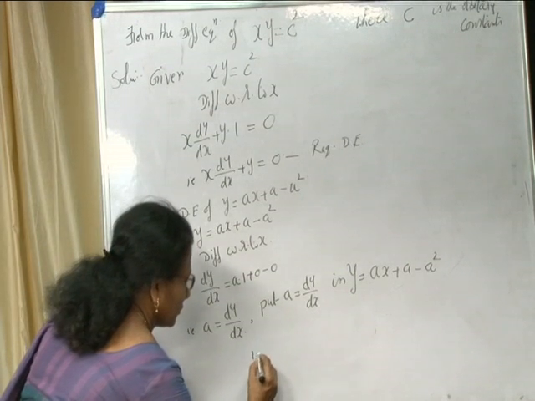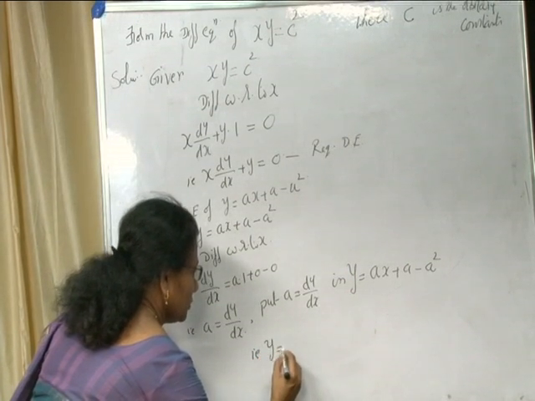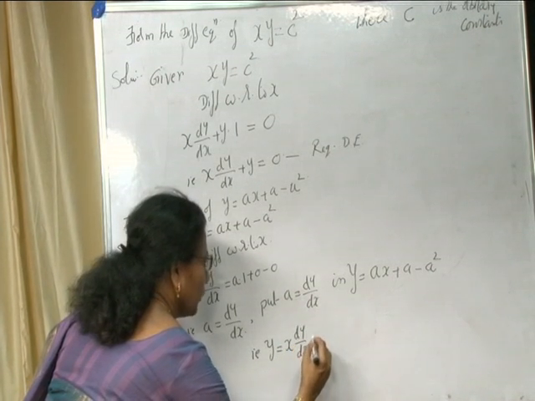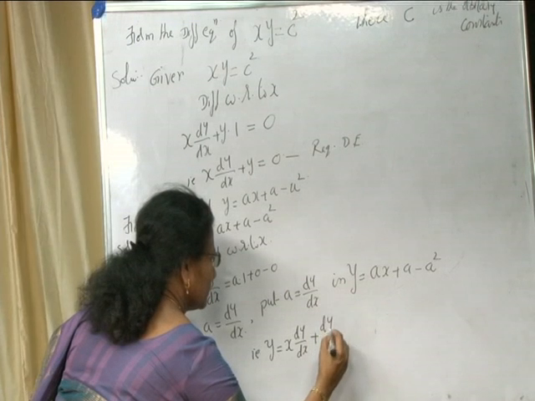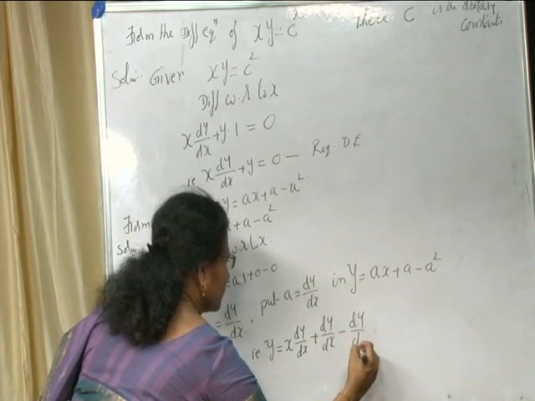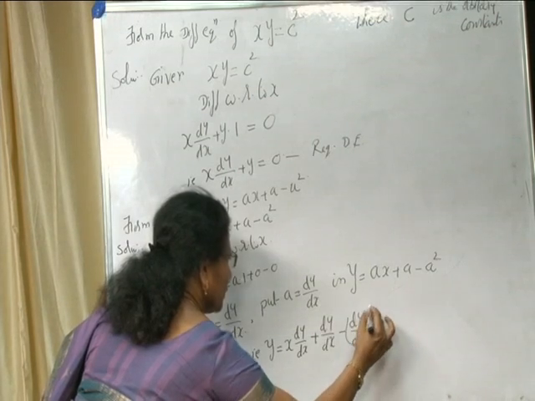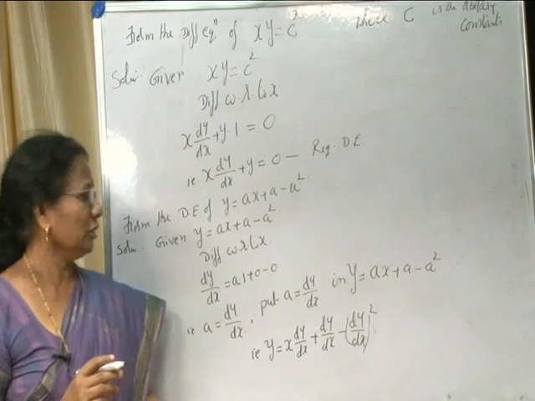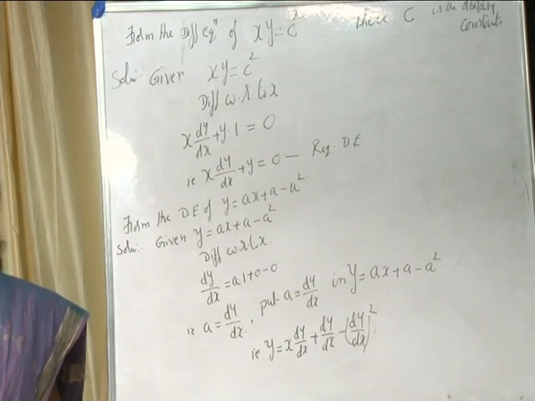That is, y is equal to x into dy by dx plus dy by dx minus dy by dx whole square. So this is the differential equation of the equation y is equal to ax plus a minus a squared.